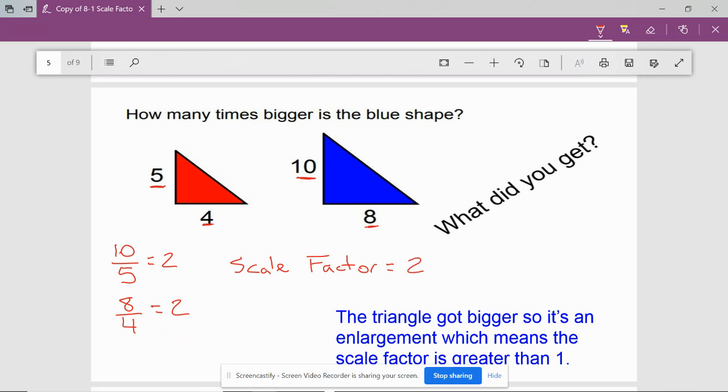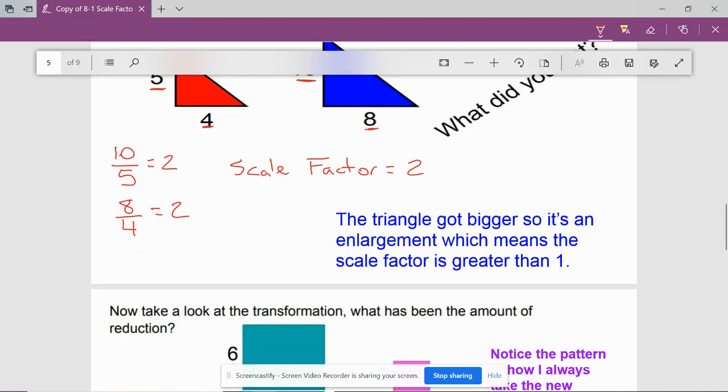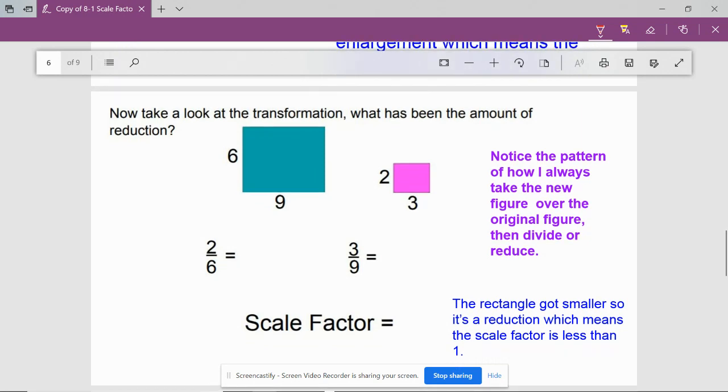So how many times bigger is the blue shape than the red shape? It's twice as big because our scale factor is 2. The triangle got bigger, so it's an enlargement, which means the scale factor is greater than 1. Anytime we're going from a smaller shape to a bigger shape, our scale factor is going to be 1 or greater. So always remember that when you look at your answer, and ask yourself, does it make sense? We were working on that this year, looking at our answers and saying, does it make sense? So that's one thing to remember.